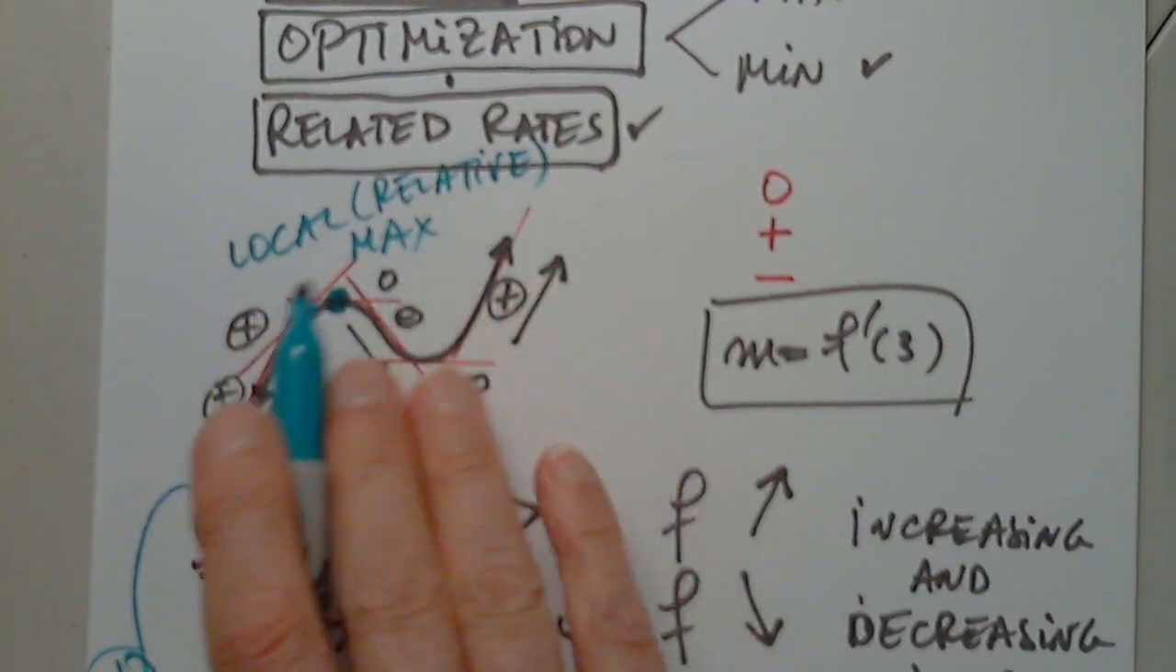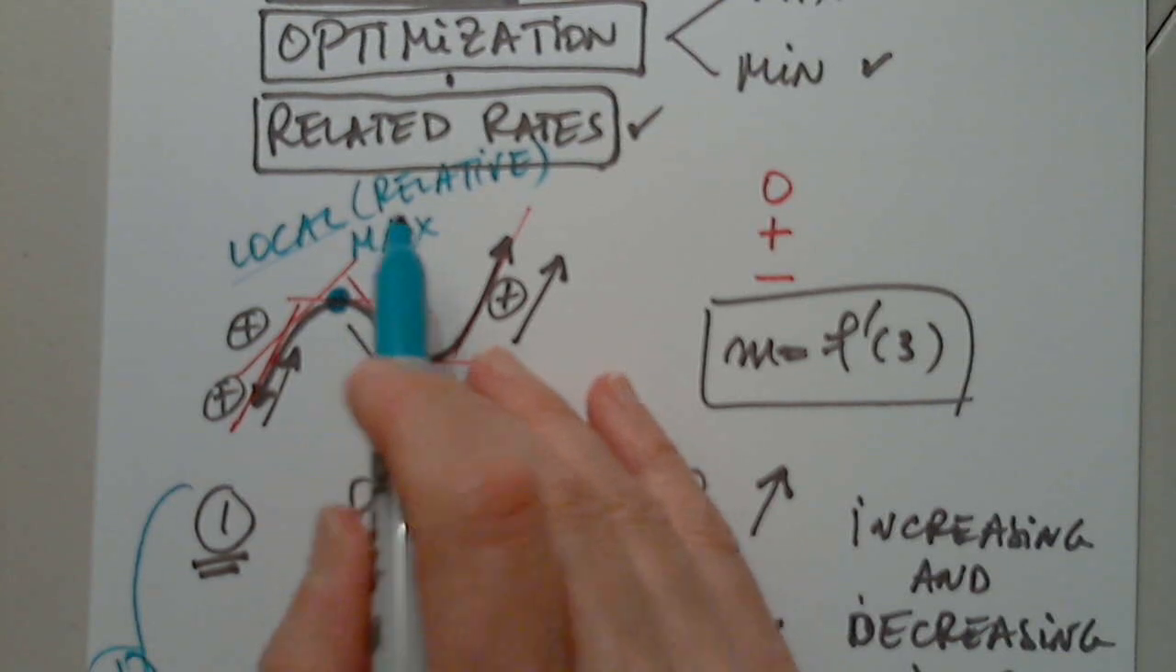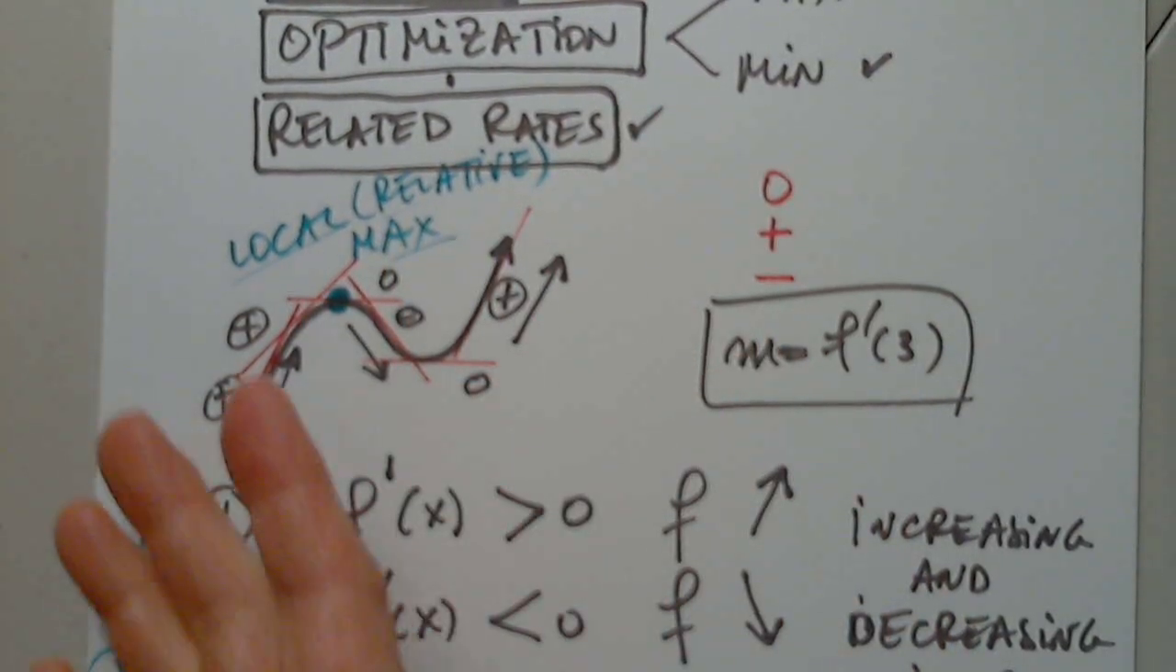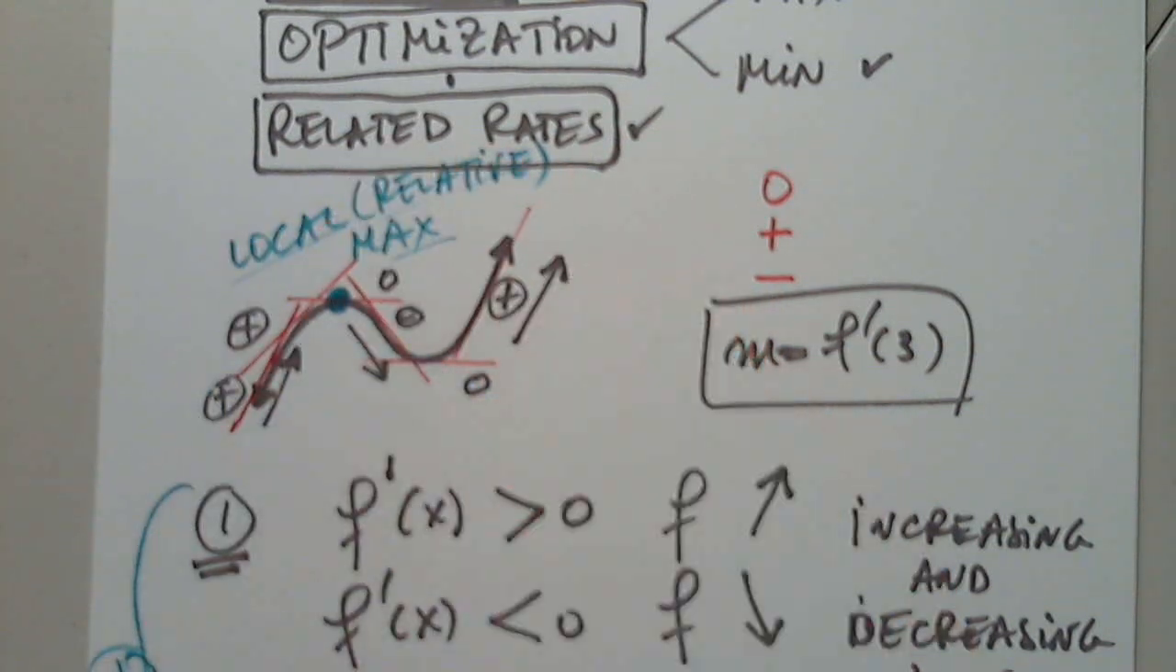Local is also called relative. We use those two interchangeably. If we say local max, we mean relative max. If we say relative, we mean local, same thing. Do we see a local minimum here? Yes, right here.